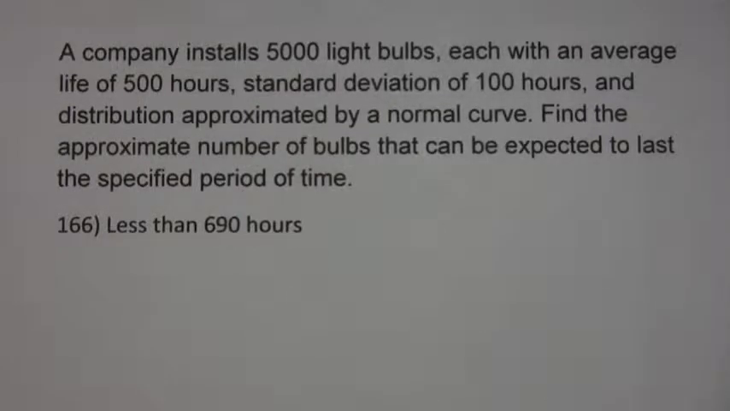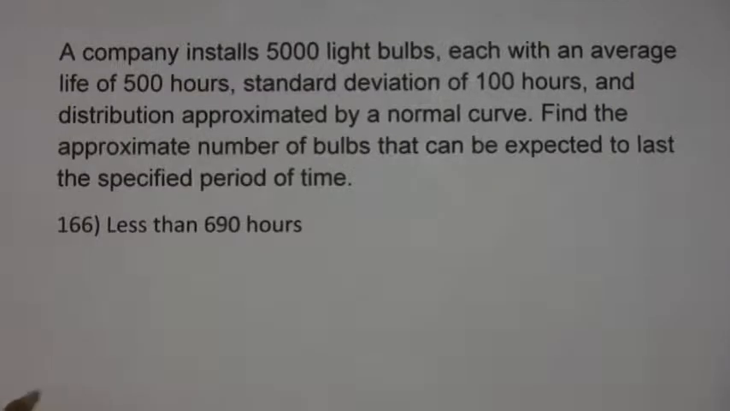A company installs 5,000 light bulbs, each with an average life of 500 hours, a standard deviation of 100 hours, and a distribution approximated by a normal curve. Find the approximate number of bulbs that can be expected to last a specified period of time, and that period of time in 166 is less than 690 hours.